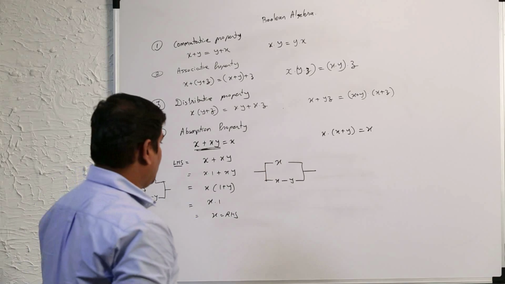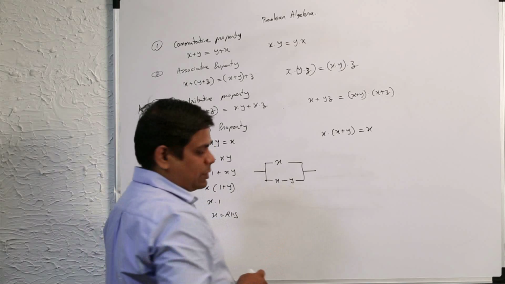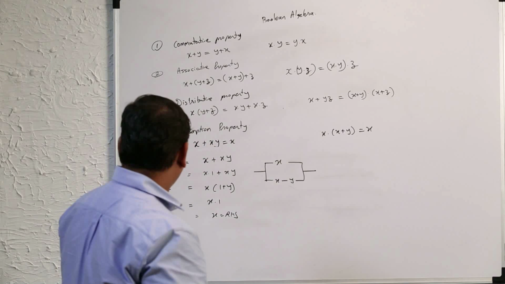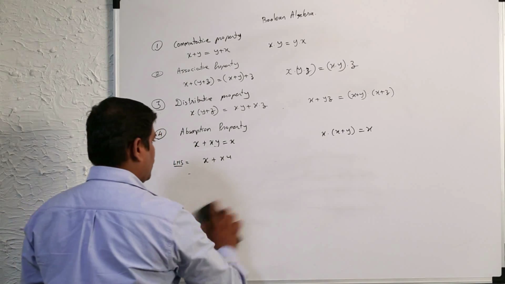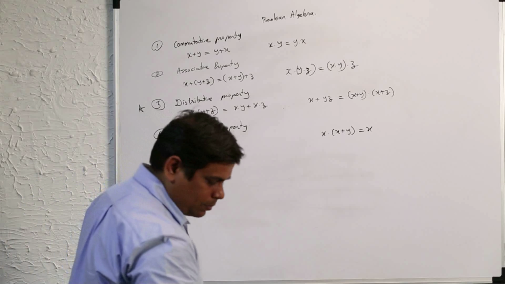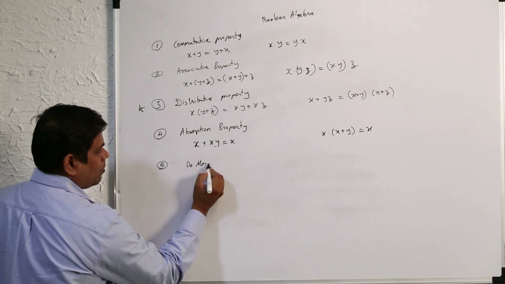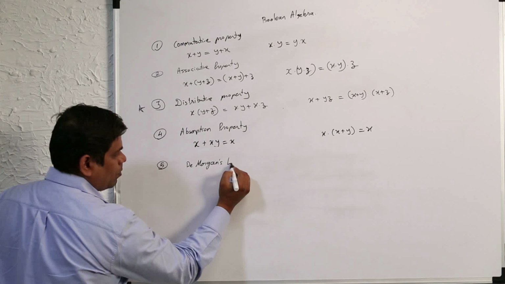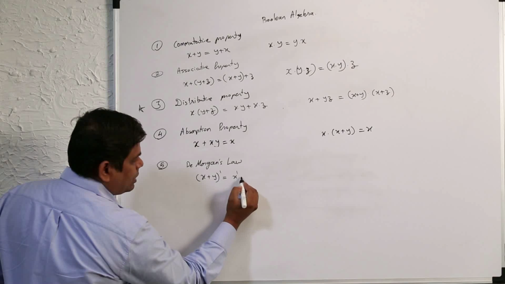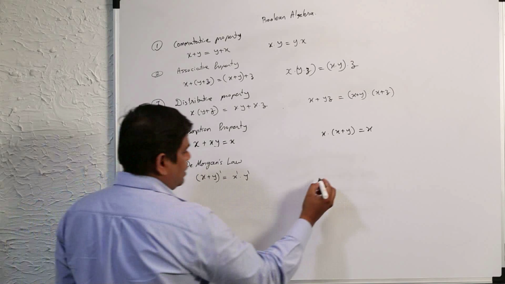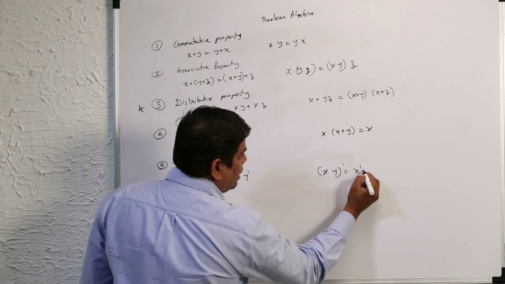Similarly, one can work this out. It is all the same way. These two are called the distributive property. Let us see the next property, called De Morgan's law, or De Morgan's property. It says x plus y the whole dash is going to be x dash dot y dash, and the next one says x dot y the whole dash is x dash plus y dash.